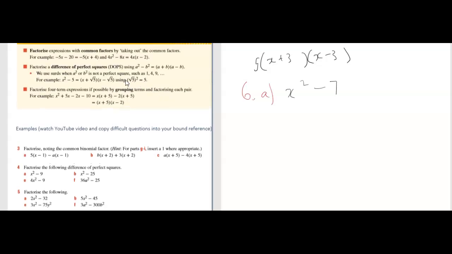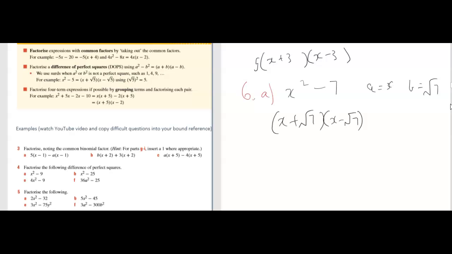Okay, so in the previous example, we could easily make the answer an integer, but this 7, the square root of 7, is a surd. So we can still apply the same thing, identify your A and your B. So A is going to be the square root of x squared, which is just x, and B is going to be the square root of 7, which doesn't simplify to a whole number. So we're just going to leave it as the square root of 7. So when you write your factorized expression, you're going to have x plus root 7, x minus root 7.